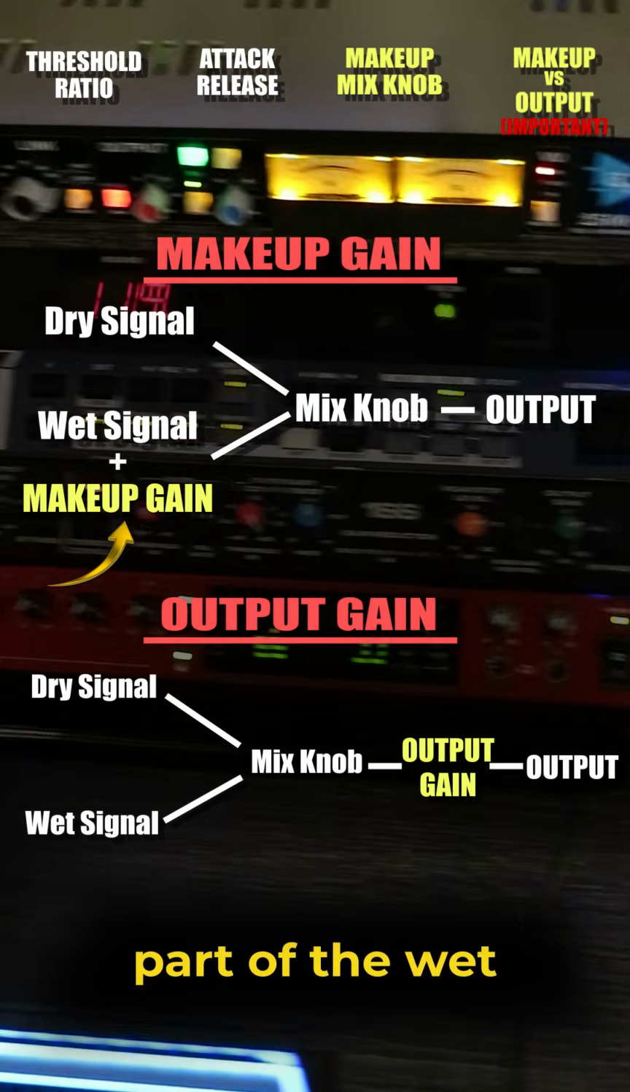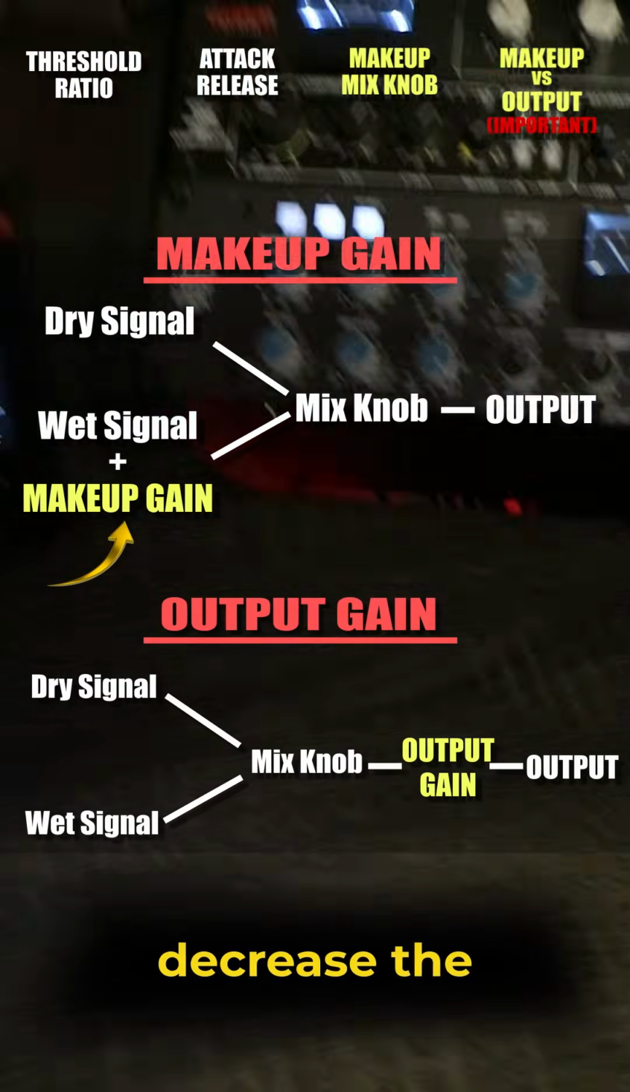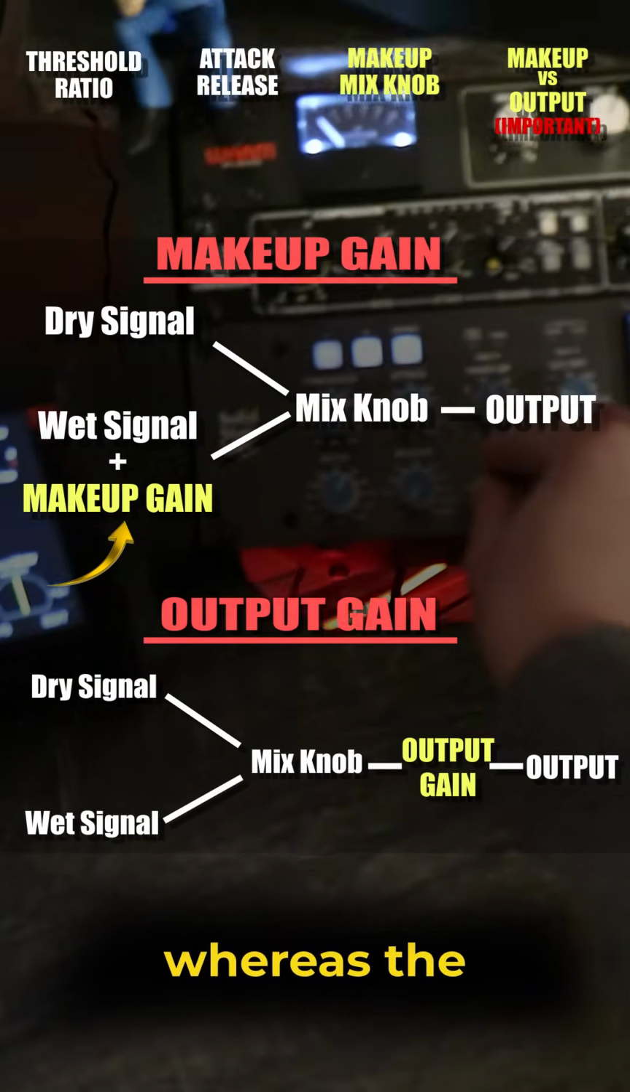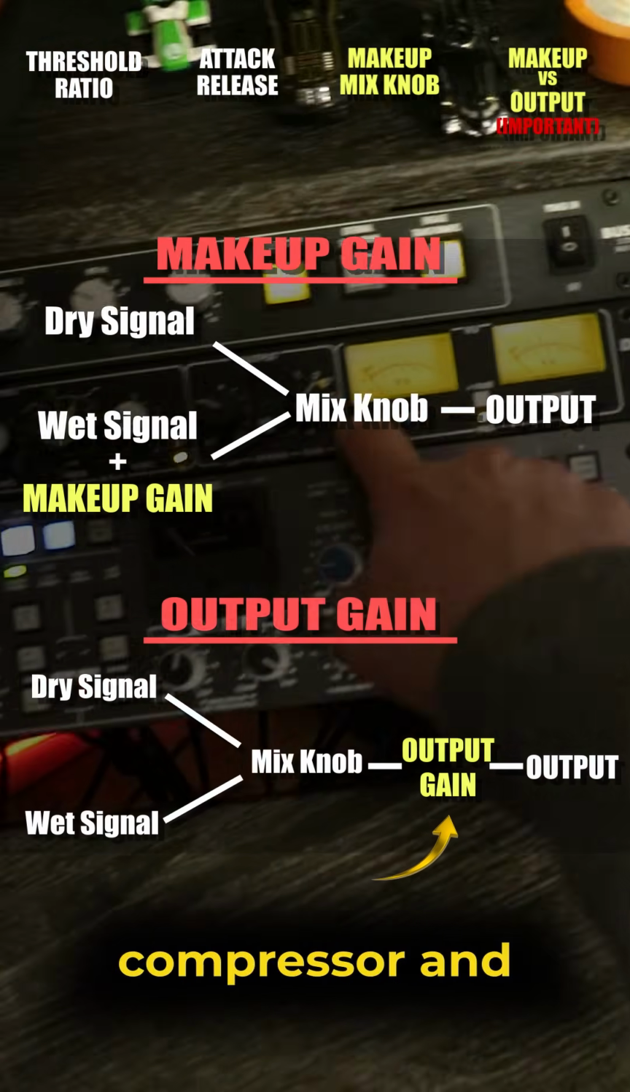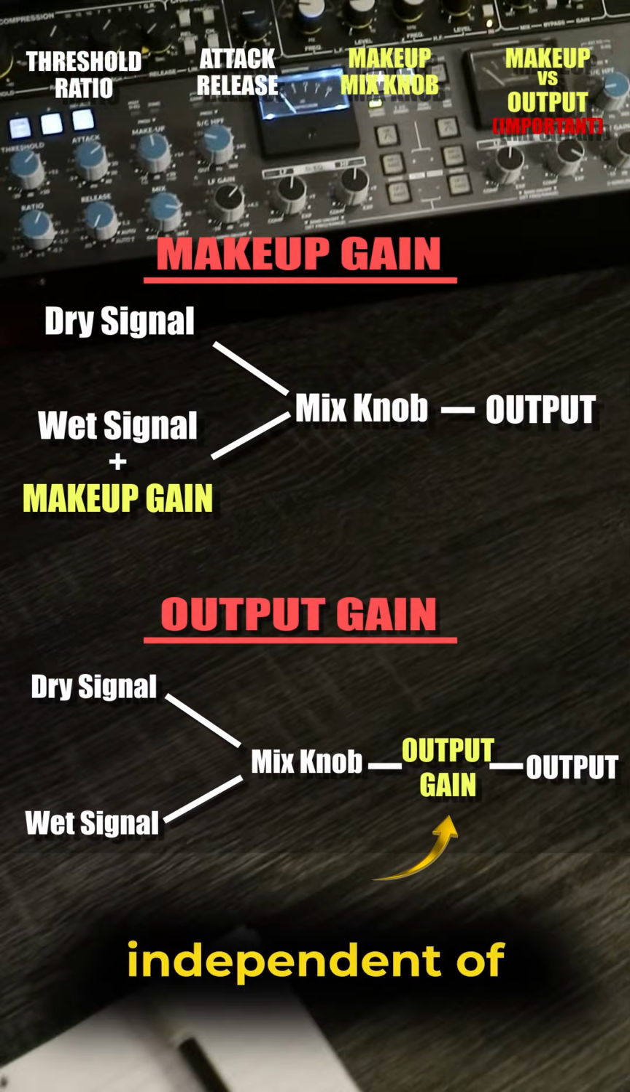The SSL and the API have makeup gain, which is part of the wet signal. So as I decrease the mix knob, there's less makeup gain. Whereas the drummer only has an output gain, which sits at the end of the signal path in the compressor and exists completely independent of the mix knob.